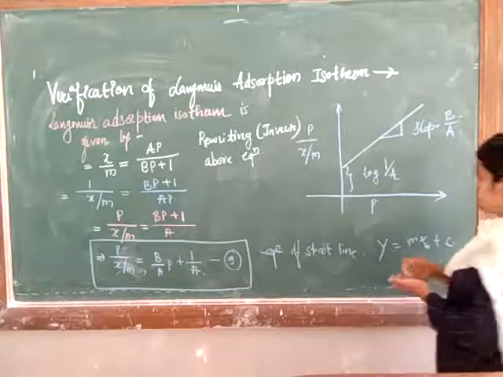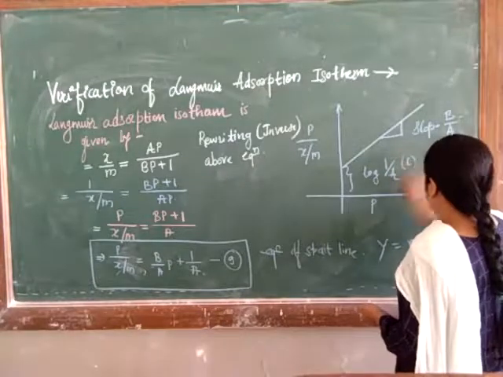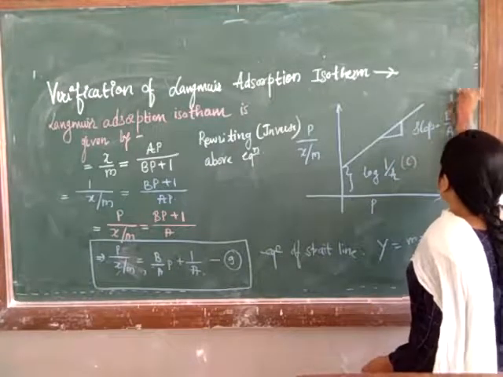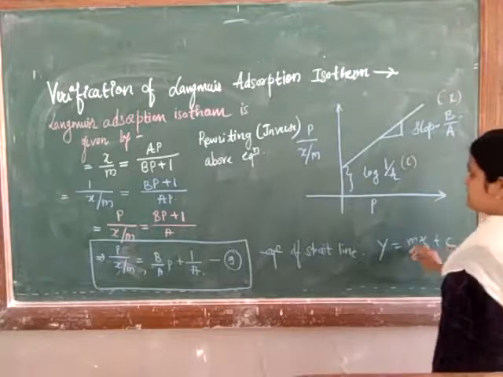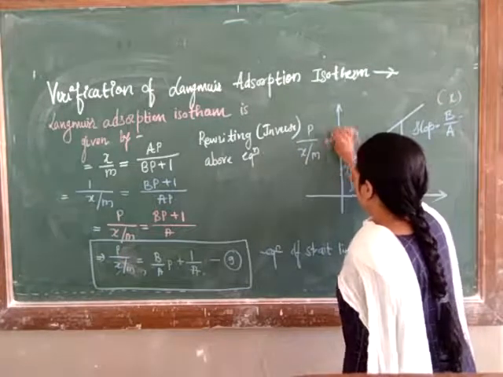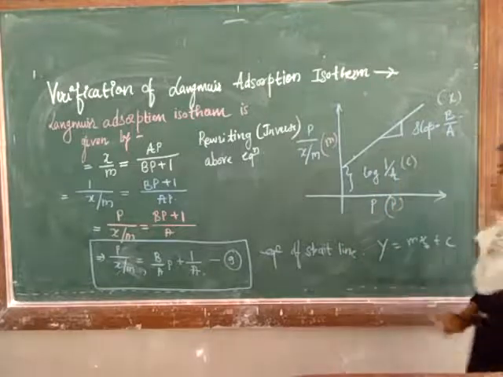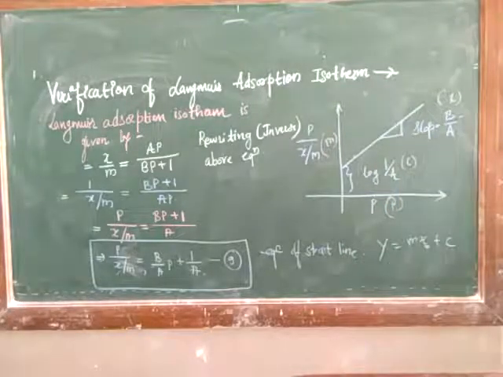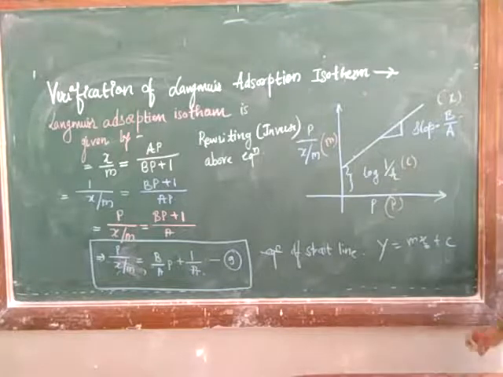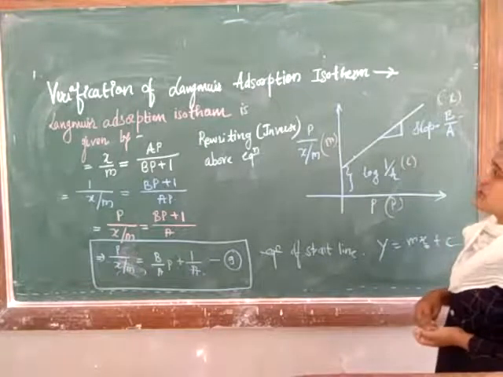I'll write it over here, just see, you can understand. This is our c, this is our x, and this is our m, and this is our pressure as it is. y is equal to mx plus c. This is the equation in the form of a straight line. What we are dealing with here is the verification of the linear adsorption isotherm.